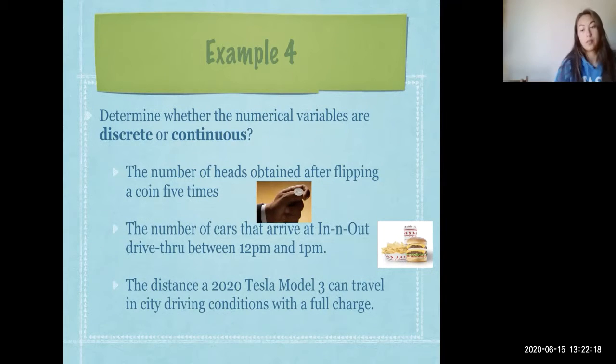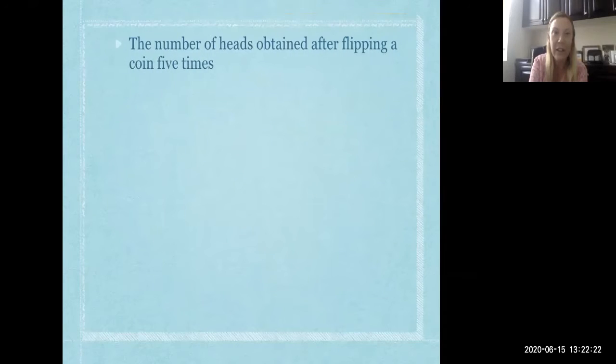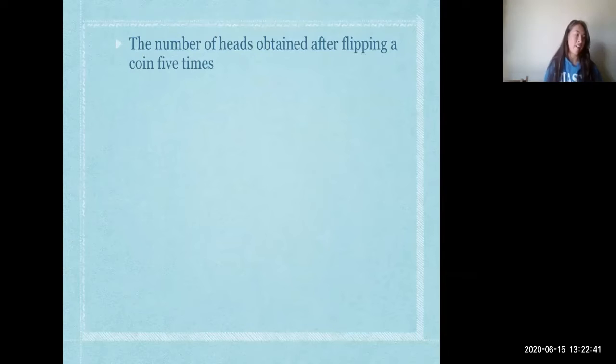Okay. So Elizabeth, see if I have this correctly. The number of heads obtained after flipping a coin 5 times, will that be discrete or continuous? What do you think? Continuous. It's a good guess. So discrete, make sure we jot it down. What's the key word? Abigail, can you remind me what's the key word for discrete?